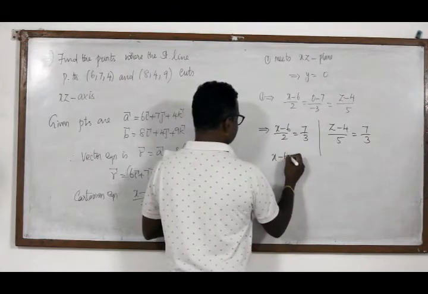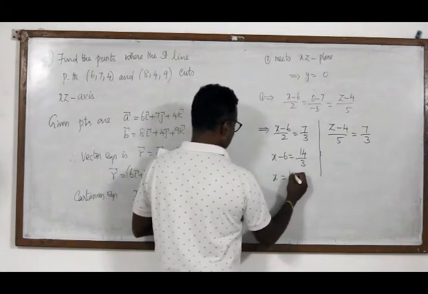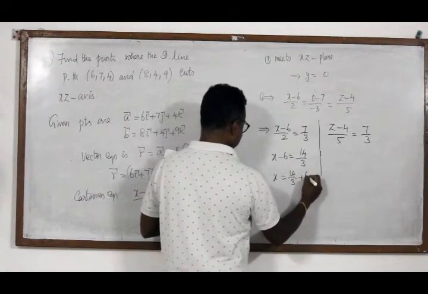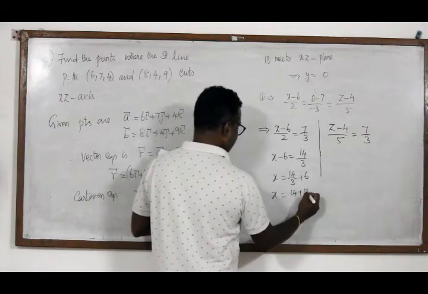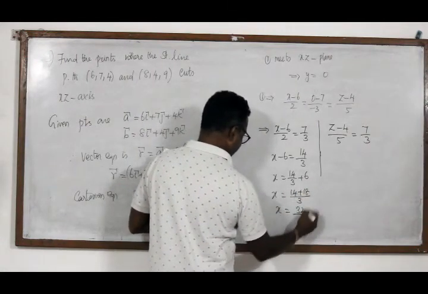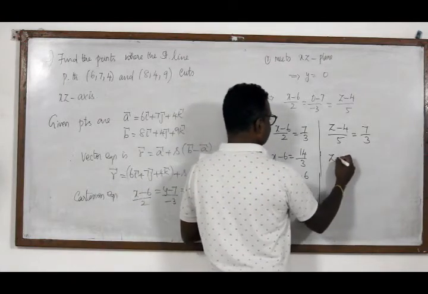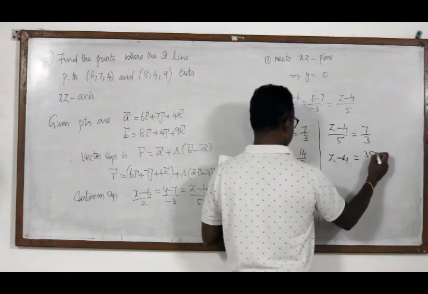Then x minus 6 equal to 14 by 3. X equal to 14 by 3 plus 6. X equal to 14 plus 18 by 3. X equal to 32 by 3. Similarly, z minus 4 equal to 35 by 3.